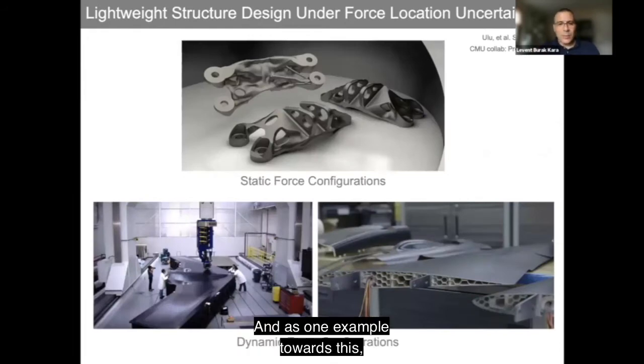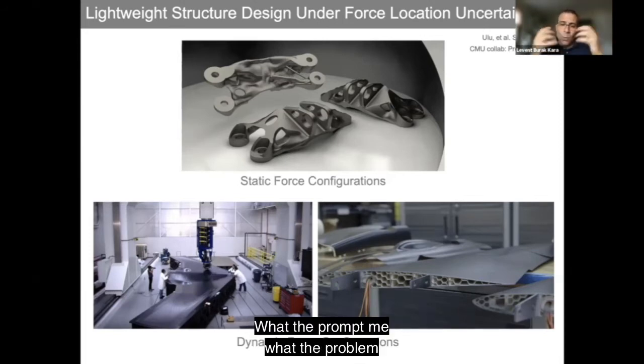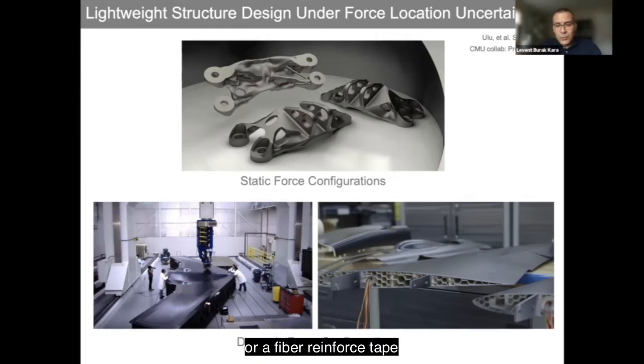And as one example towards this, I want to highlight a work that we have done with Professor Jim McCann here at CMU, in collaboration with Lockheed Martin, Siemens, and Automated Dynamics. The problem we're looking at is creating internal structures for automated fiber placement processes. Automated fiber placement is a process of laying down fibers or fiber reinforced tape as the skin of a flying object. So you want the internal structure that carries the skin to be as light as possible.